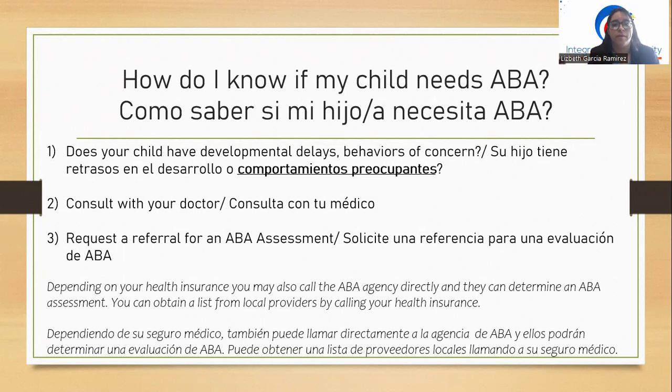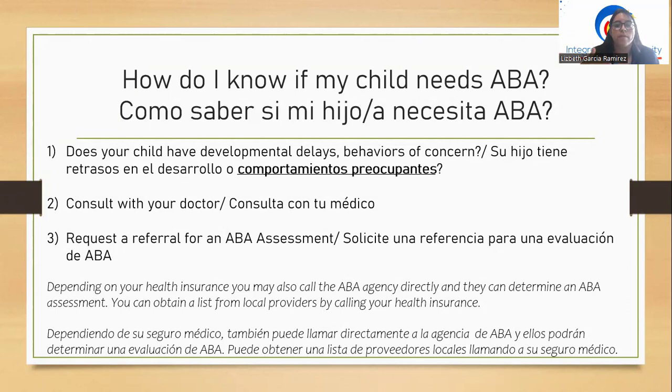If you are seeing those types of behaviors, then I would definitely consult with your doctor first and then request a referral for an ABA assessment. When you get that referral for ABA assessment, then the person or the agency who gets that referral can evaluate your child and determine if they qualify for ABA services. Now, depending on your health insurance, you can also just call the ABA agencies directly and they can determine an ABA assessment and determine whether or not they qualify for these services. You can obtain a list from these providers from regional center or just by calling your health insurance company and asking them for a list of providers that do ABA. There is typically a wait list.